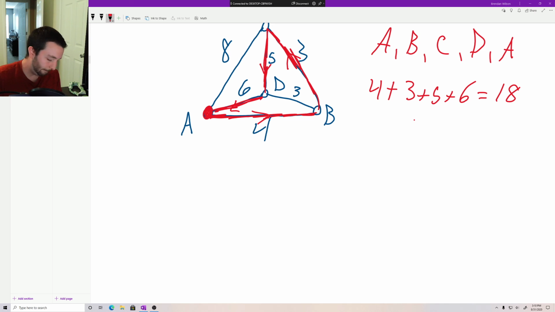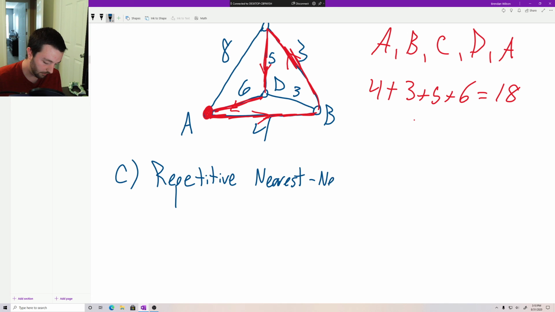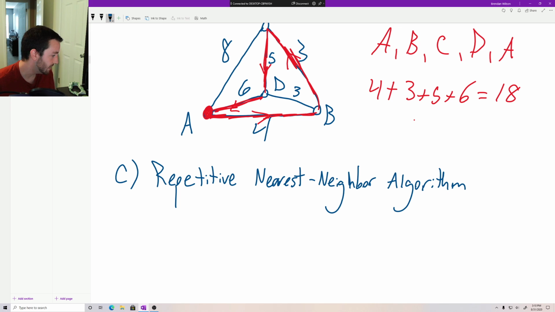All right. The third algorithm is pretty much the same thing. It's called the repetitive nearest neighbor algorithm. Okay. So it's pretty much just doing the nearest neighbor algorithm, but using different vertices as your starting point.